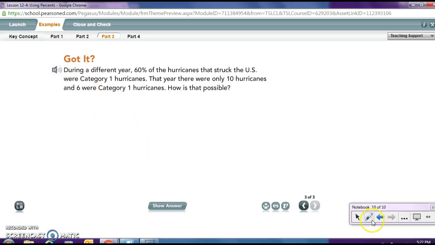During a different year, 60% of the hurricanes that struck the U.S. were Category 1 hurricanes. That year, there were only 10 hurricanes and 6 were Category 1 hurricanes. How is that possible? So what I need to do is look at this and figure out how there were only 10 hurricanes and 6 were Category 1s.